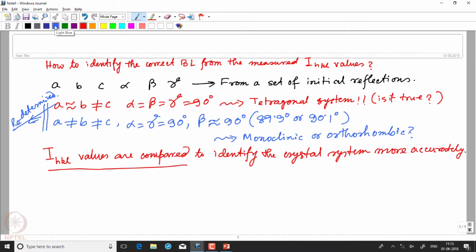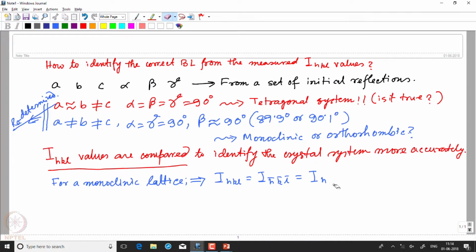Say for example, for a monoclinic lattice, we should have IHKL equal to I H bar K bar L bar, which is Friedel's law, I H K bar L, which is the mirror operation, and the corresponding Friedel's opposite is I H bar K L bar, which is a twofold operation parallel to B.